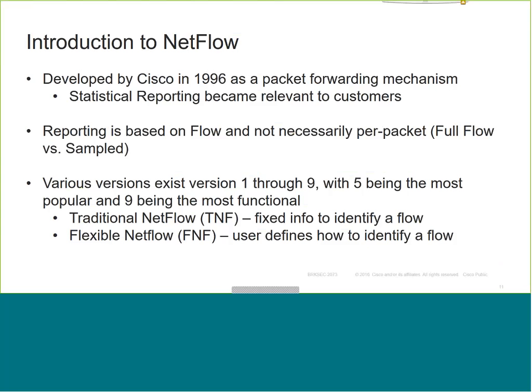There are a variety of versions, the main ones being version 5, which was the most popular, and version 9, which is the most current in the Cisco world. Version 5 is the traditional NetFlow. It's fixed, with defined flow and defined fields, and Flexible NetFlow actually allows you to be a lot more flexible, as the name suggests, in terms of what you put into the fields and how you define a flow.